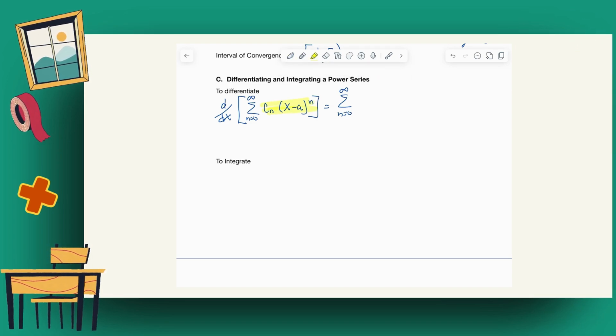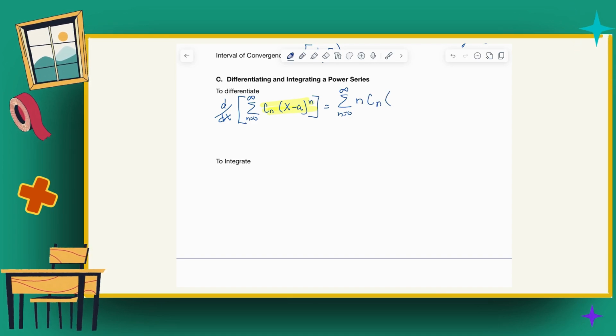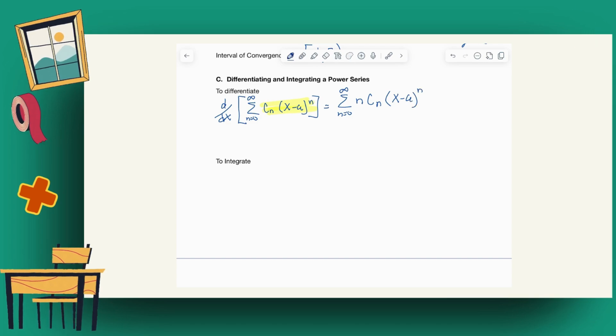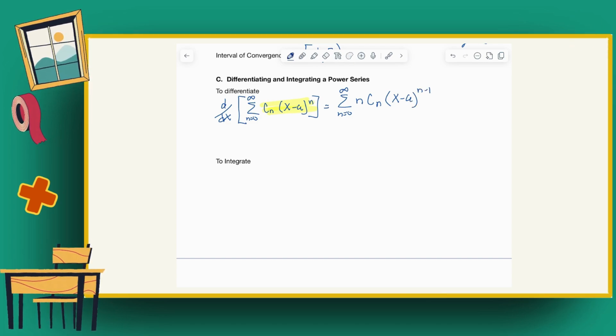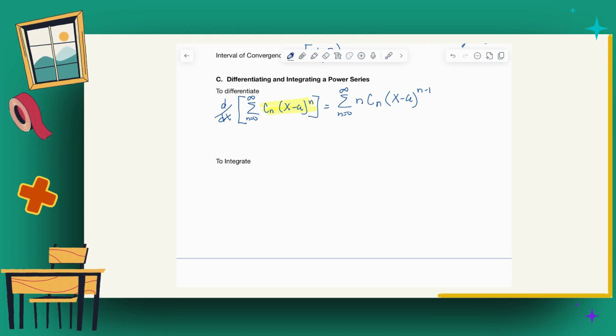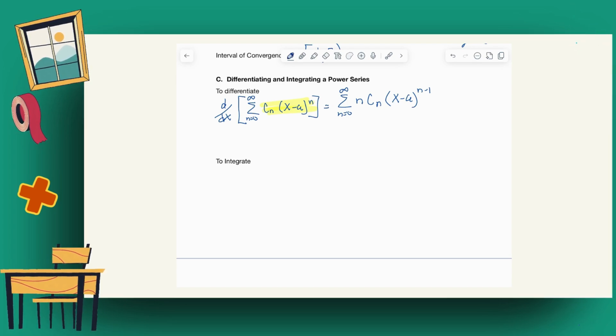So c sub n is just a constant, and it's raised to the nth power here, so I'm going to move that n to the front and multiply it by my constant. So I have n times c sub n times (x minus a) raised to the n minus 1 power, because remember, I'm just using my power rule for derivatives here. And that's how you differentiate power series.